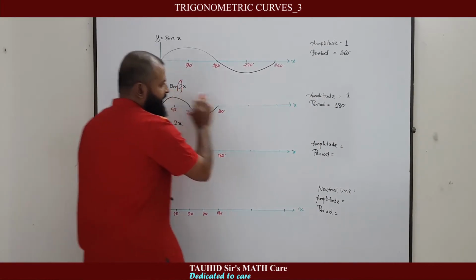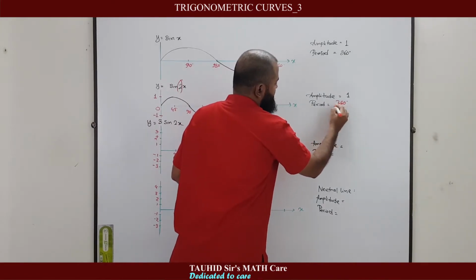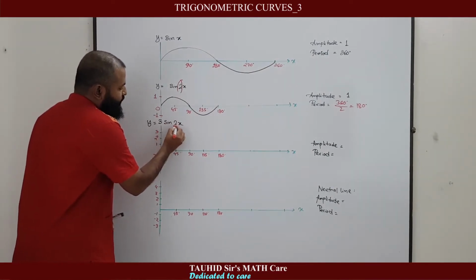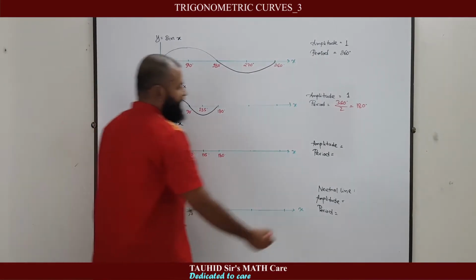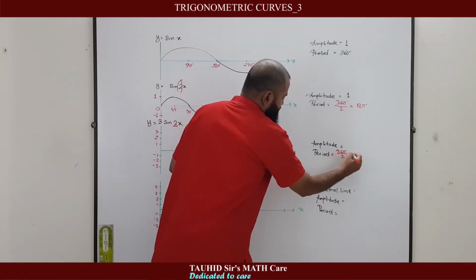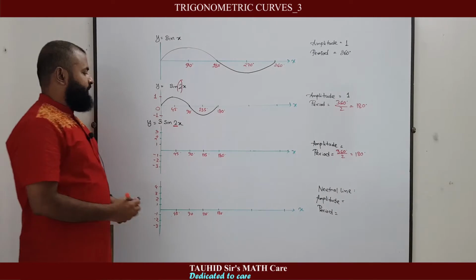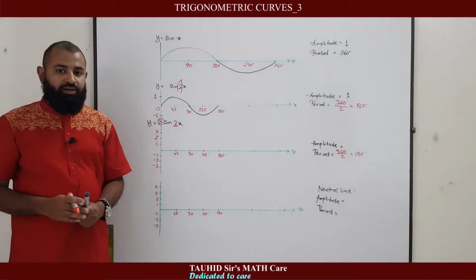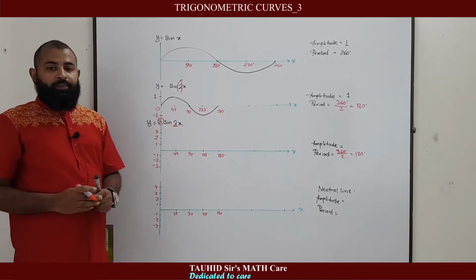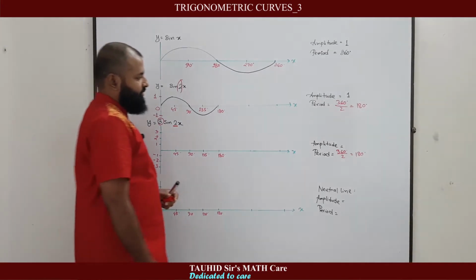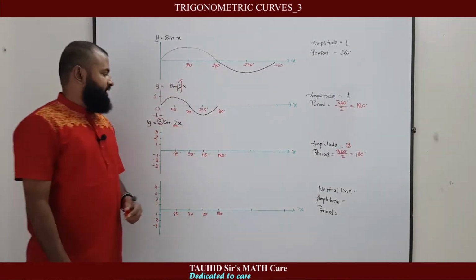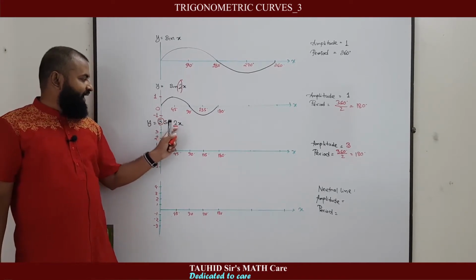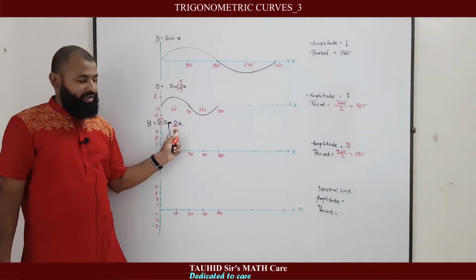Due to these two, the period became 360 degree divided by 2, that means 180 degree. And what is the influence of 3 here? These 3 defines the amplitude. The amplitude will become 3. So for y equal to 3 sin 2x, the amplitude is 3 and the period is 360 degree divided by 2, that means 180 degree.